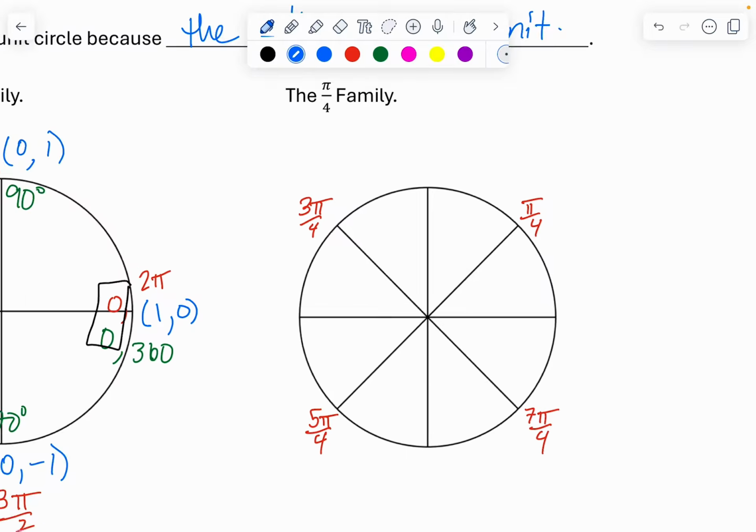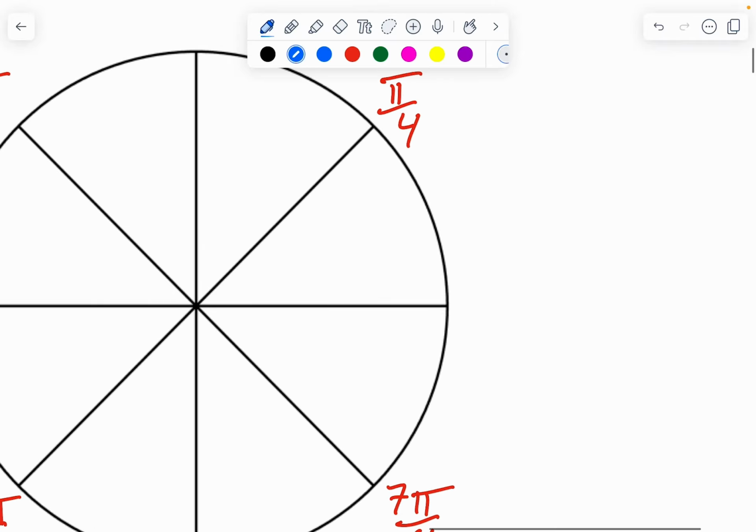So what we know is that we have a circle with a radius of 1. So what I'm going to do is I'm going to look at this. Well, if this angle is pi over 4, we know that it's a 45-degree angle.